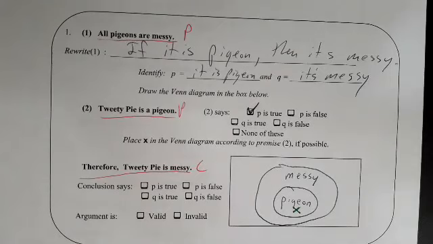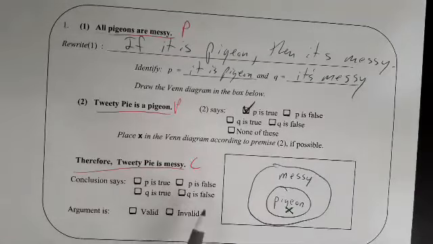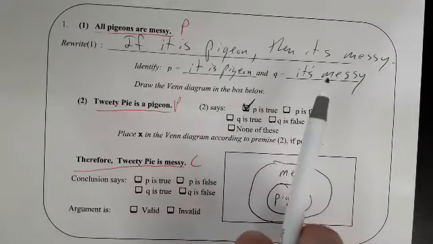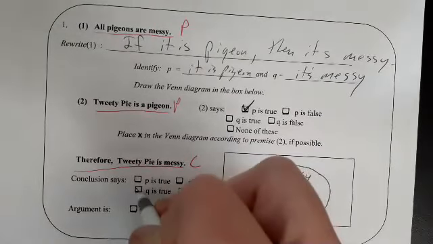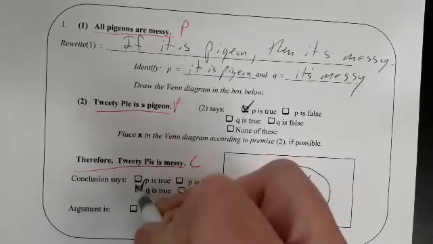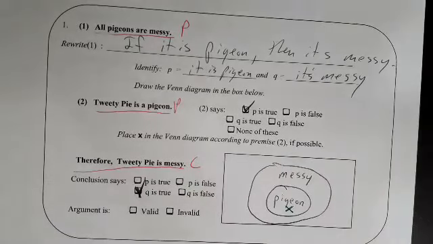Therefore, Tweety Pie is messy. So Tweety Pie is messy. The conclusion is saying, what is it saying? It's making a messy statement. Are they saying Q is true or are they saying Q is false? It is saying it is true. It is true that he is messy. Or she. I don't remember Tweety Pie's gender. I don't even know Tweety Pie had a gender, to be honest. Okay.